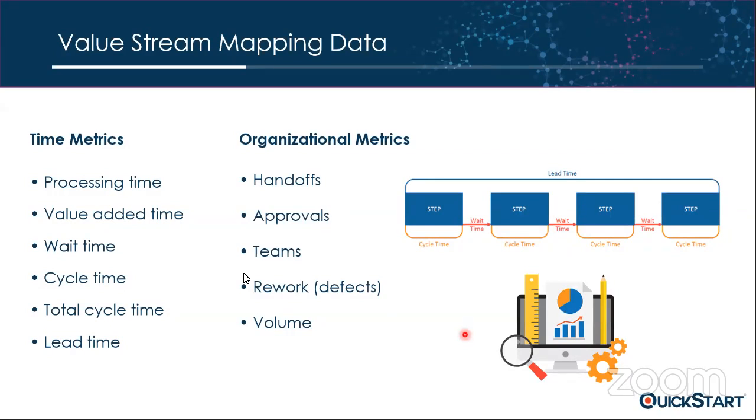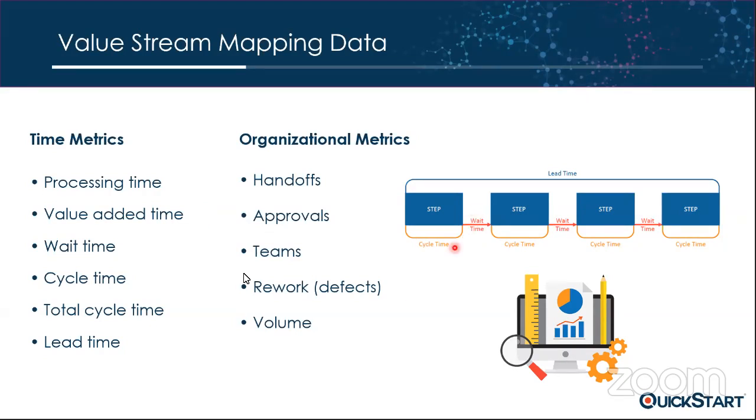What are the metrics for the value stream mapping? We have two types of metrics, the time metrics and the organizational metrics. The time metrics, we see this in the graph, are processing time and value added time, because the processing time is the time for each process. However, we could have some waste in the process. So processing time will be equal to value added time plus waste time, right? We have wait time within the process.